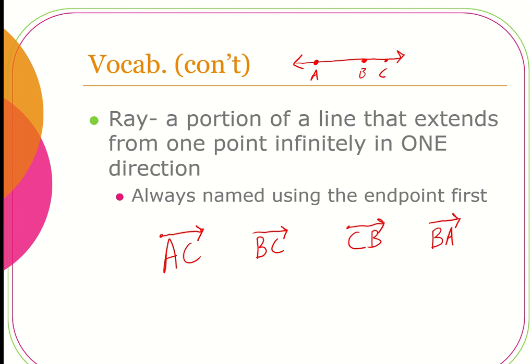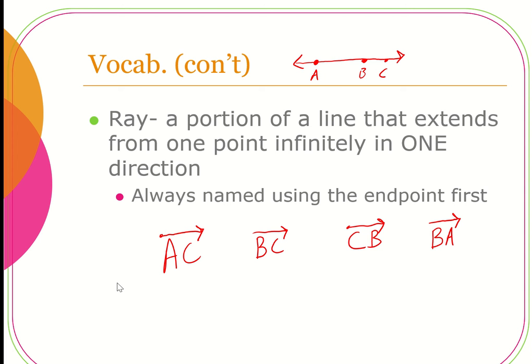Are any of these rays the same? We talked about how the lines were the same line, even though they had different names. We talked about how the line segments were different. Are these the same or are they different? Like, is AC the same as BC? The answer is no.